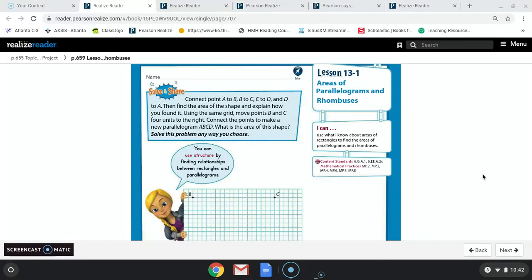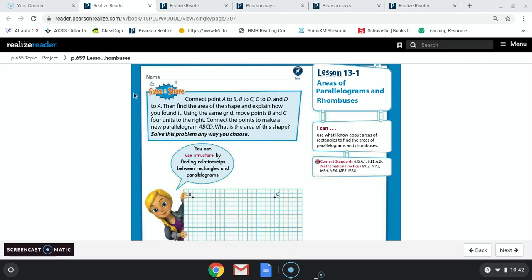Right, 6th grade. So today we are going to start with our next chapter and the first lesson in that chapter. So lesson 13.1, chapter 13 is where we are. And we're going to start looking at areas of parallelograms and rhombuses. So our character here today, she has a problem. And her problem is here in the solve and share.